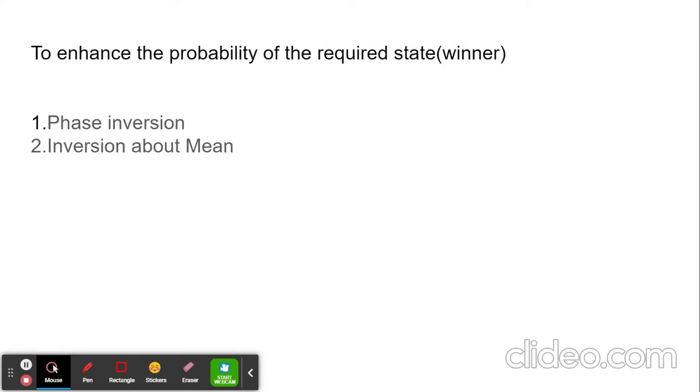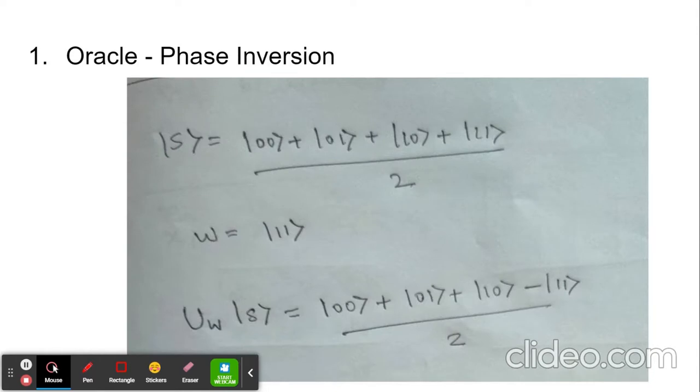To summarize Grover's algorithm in one line, it enhances the probability of the required state. The state we are searching for, we'll call the winner. So Grover's algorithm increases the probability of the winner state. It does it in two steps. The first one is called phase inversion, and the second is called inversion about mean. First, let's discuss phase inversion.